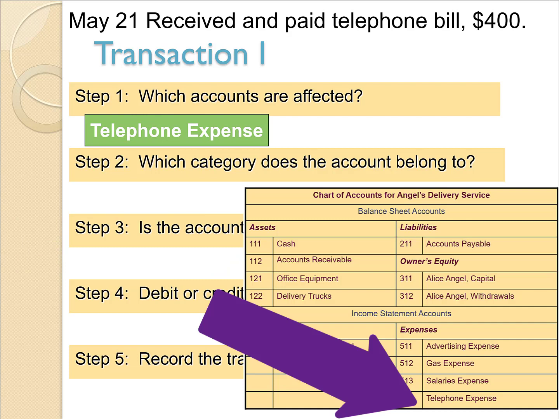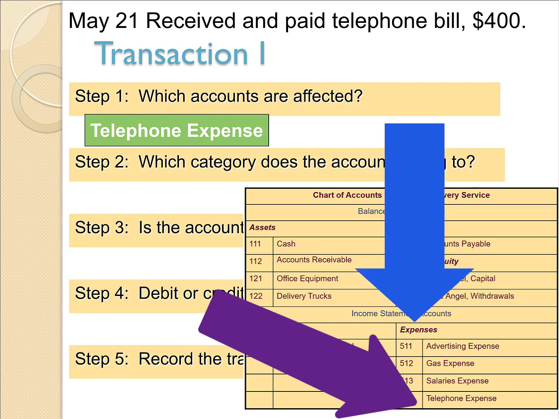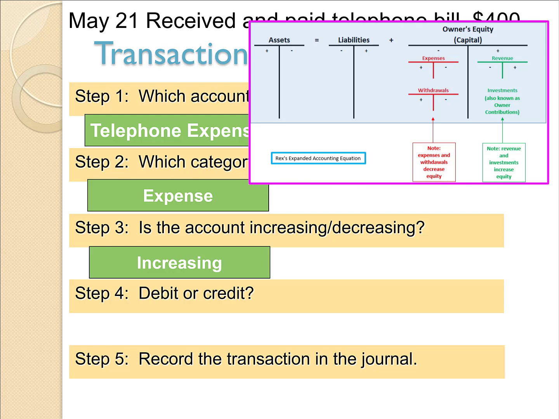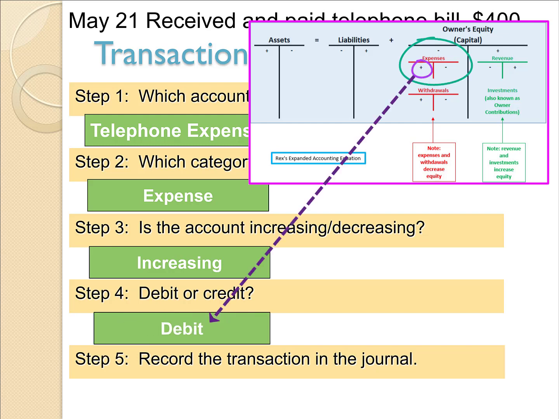Which category does telephone expense belong to? Well, it has expense in its title, so therefore it's an expense. And is telephone expense increasing or decreasing when we get a telephone bill? It's increasing. So then we need to look at our expanded accounting equation, also called the accounting grid. And if the expense is increasing, is that a debit or a credit? That's a debit.